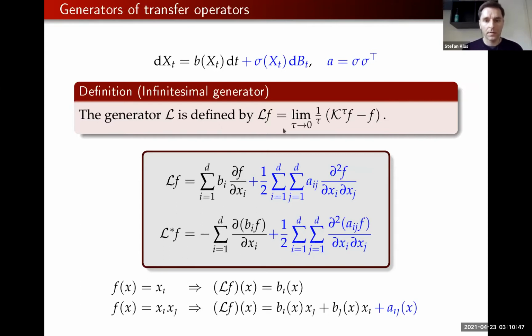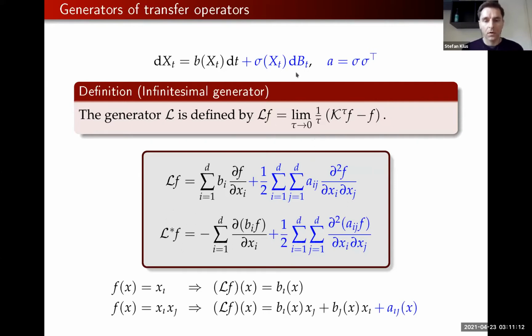So the generator is defined by this limit here. We let the lag time tau go to 0, and then we compute this generator here. And for the stochastic differential equation, the generator is of this form. This was also mentioned already yesterday. This is the backward Kolmogorov operator here. And the adjoint operator, which is then the generator of the Perron-Frobenius operator, is the Fokker-Planck operator.